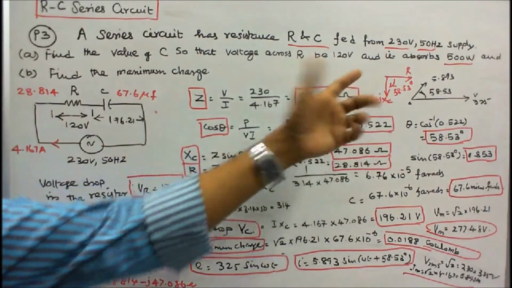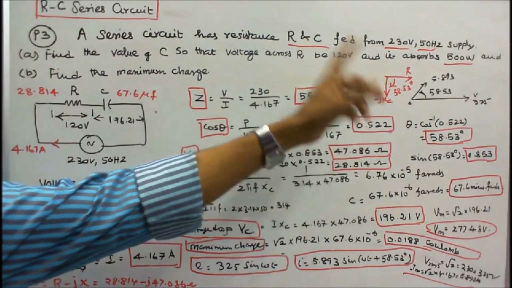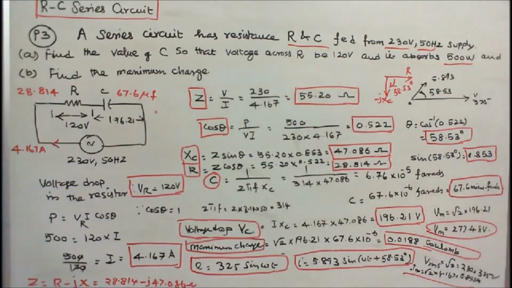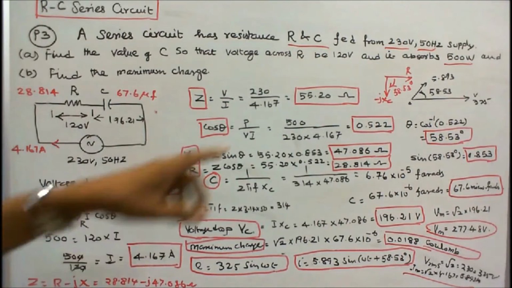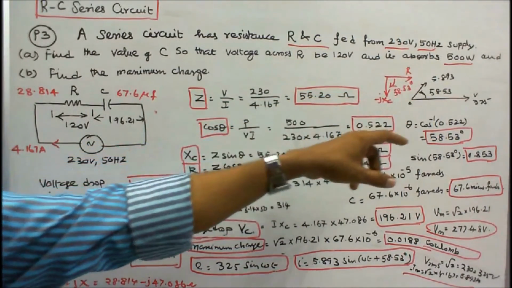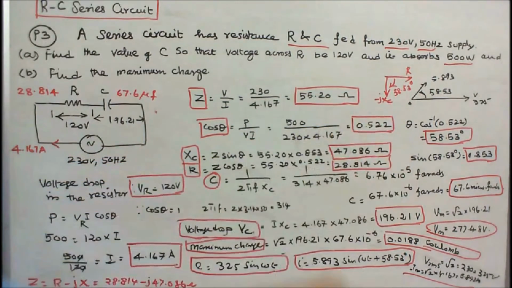Here it is a capacitive circuit. Current leads the voltage by 58.53 degrees. Here the maximum current is 5.893, maximum voltage is 325.